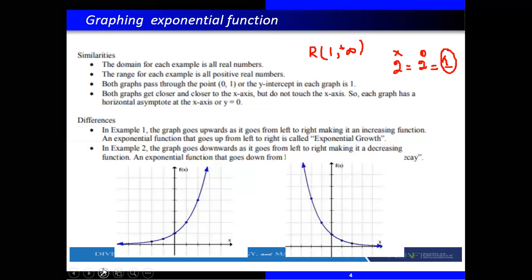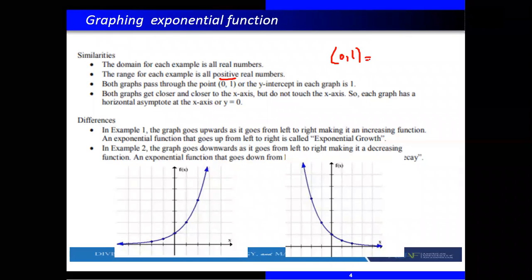Okay, next we have the graph. Both graphs pass through the point 0, 1. This is 0, 1, which means the y-intercept. You can see both locations here. This location is 0 and 1, and this one is 0 and 1. For example, if we take 10 power x, it will always pass through 0, 1. I'm talking about the base function.